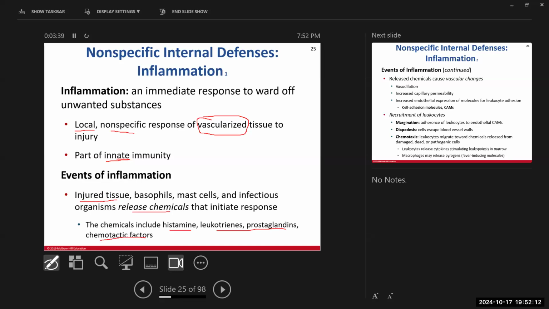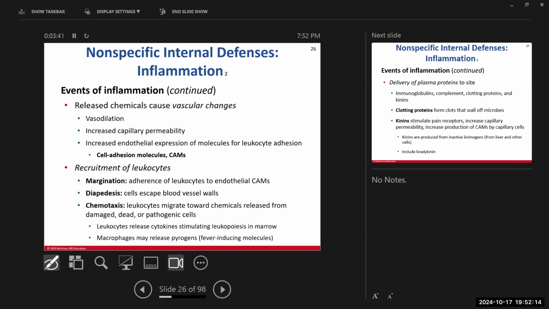It's kind of a neat process here. All right, so let's start off here. The chemicals are going to cause some changes in your blood vessels there. So the first thing is going to be vasodilation. What is vasodilation going to cause? Nailed it. More blood flow. Yep. Let's get more blood flow there so we can get more stuff to the area.